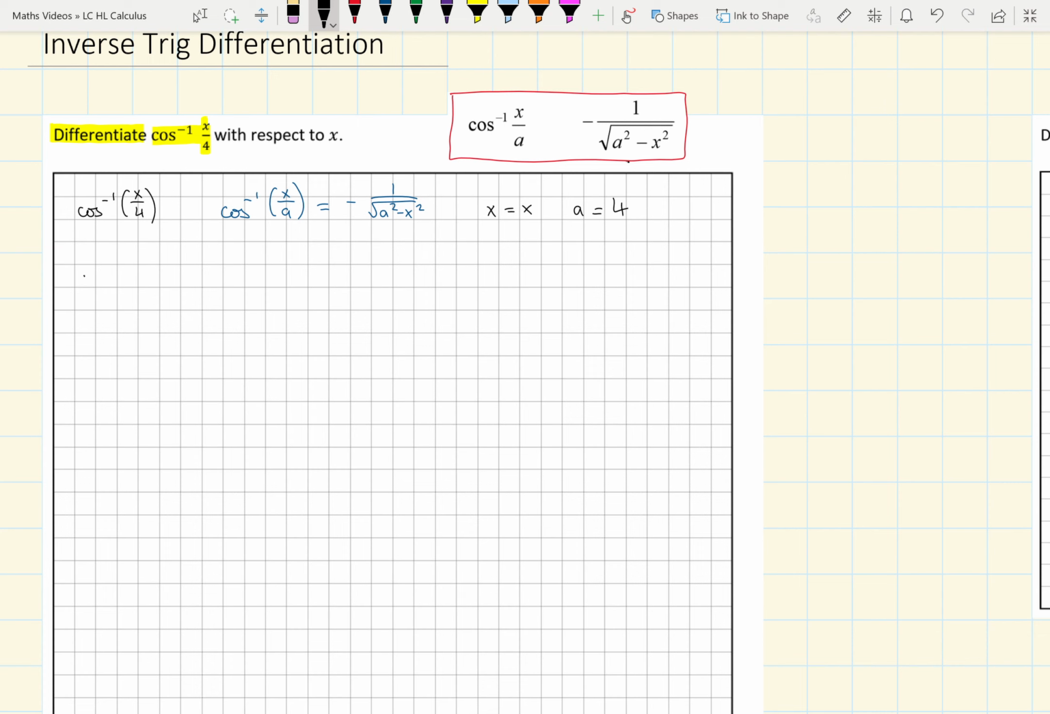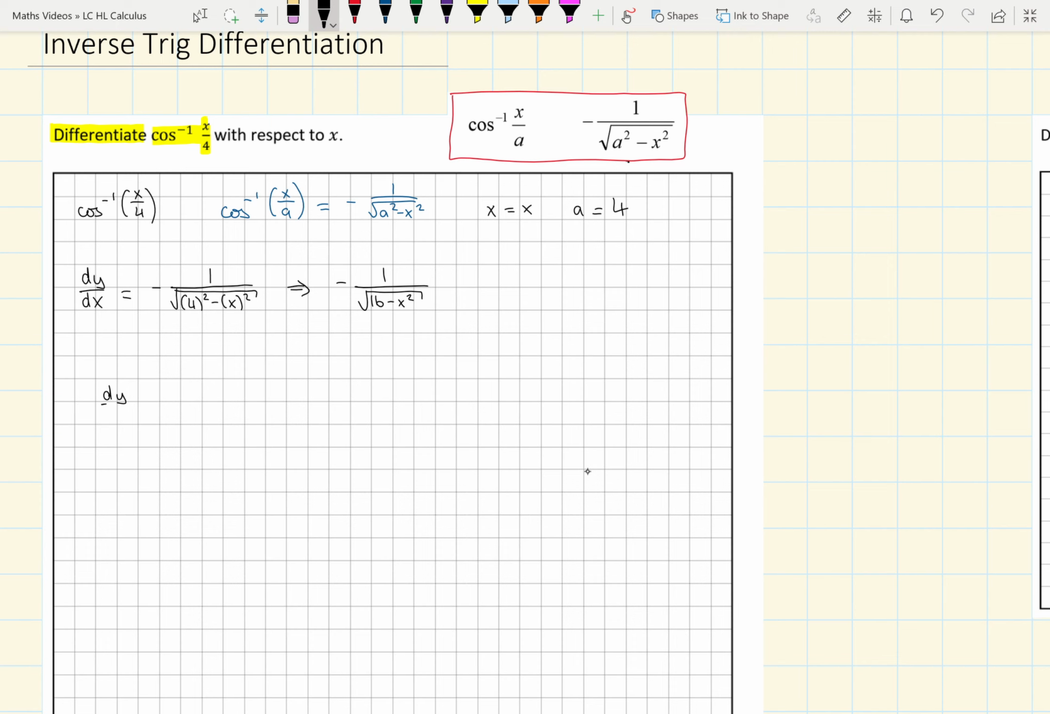So I'm going to sub in. So I get dy dx is equal to minus 1 all over the root of my a value we said is 4, so it'll be 4 squared minus my x value, which is x squared. The root of that we can tidy up, so it'll be minus 1 over 4 squared will give me 16, x squared gives me back x squared, and that's us done.